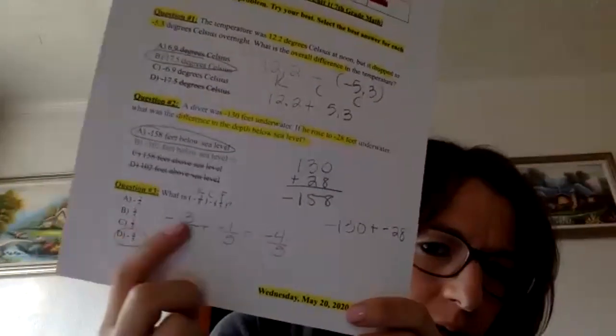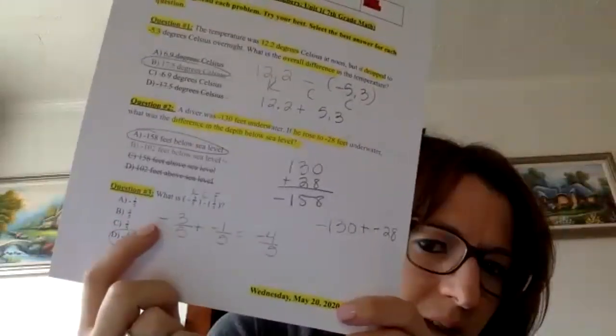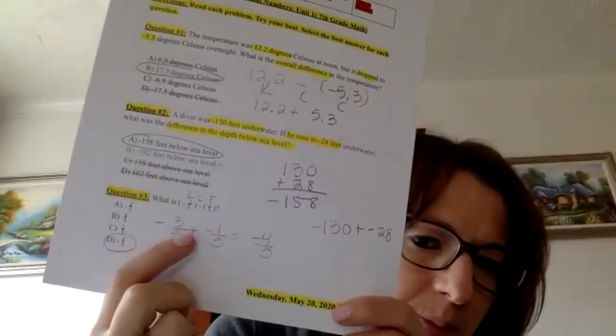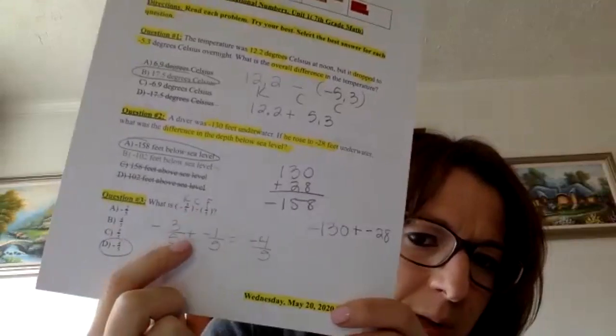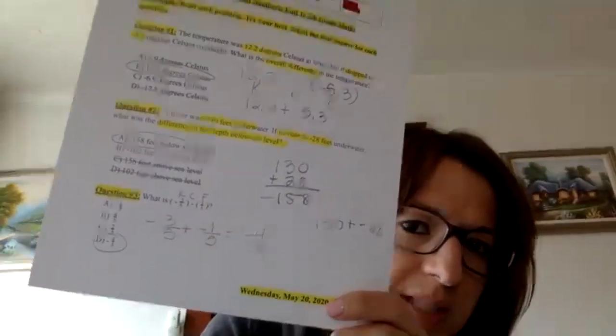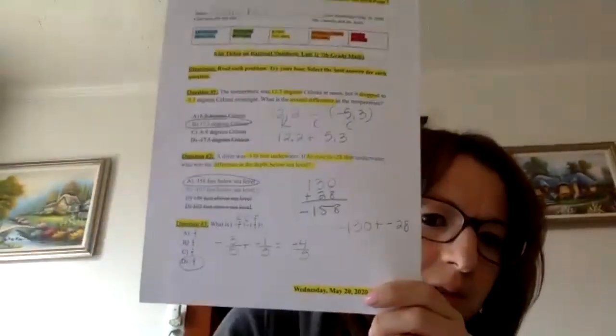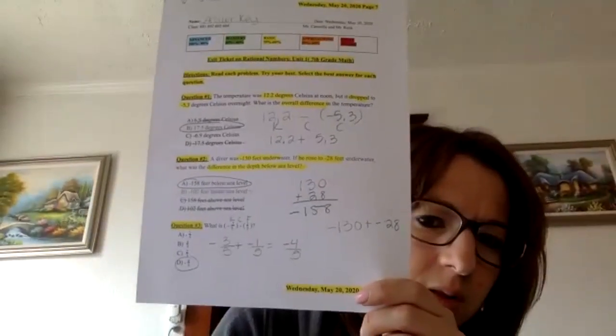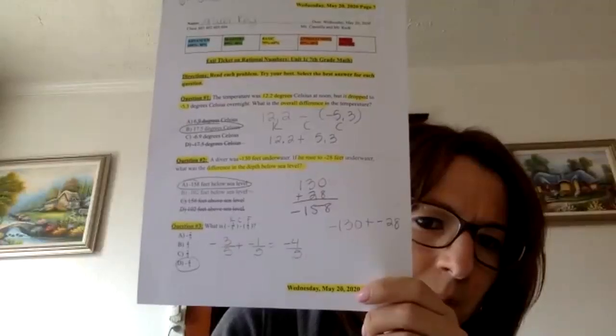Good job, bud. All right, so I'm going to show the paper. Because remember, you keep, change, change. So this is now negative 3/5, I keep. This was minus, it becomes plus, and this becomes negative 1/5. I get negative 4/5. Therefore, you get choice D. There's your lovely answers. Okay, I'm going to hit stop now.